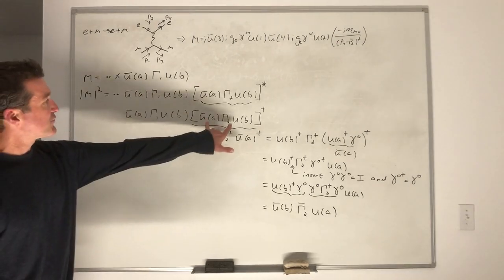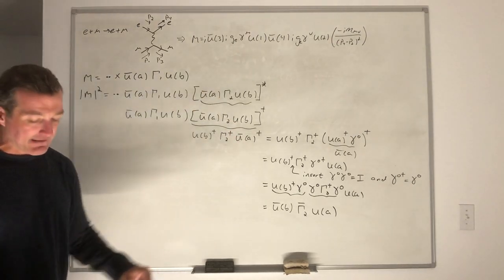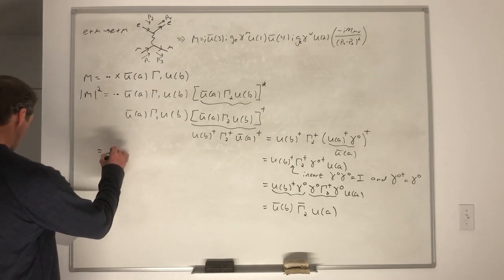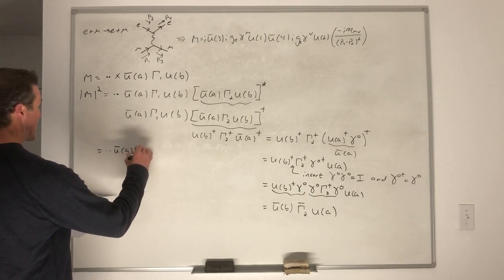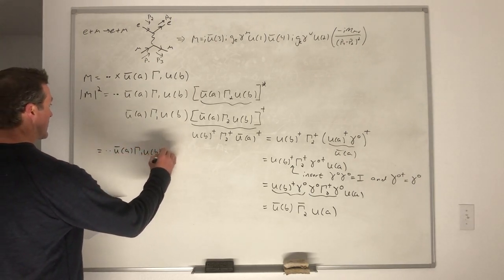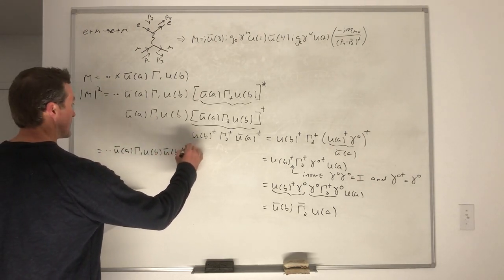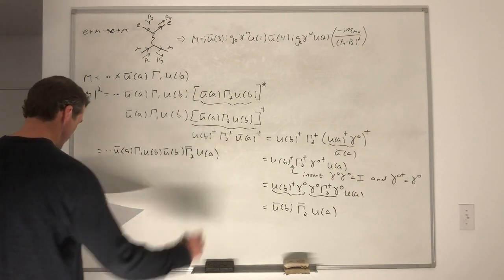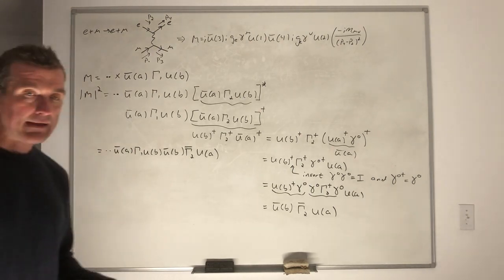Now that is just rewriting this term. But that is a very advantageous rewriting, because this means that M is going to have factors associated with U bar A, gamma 1, UB, U bar B, gamma bar 2, UA. Okay?